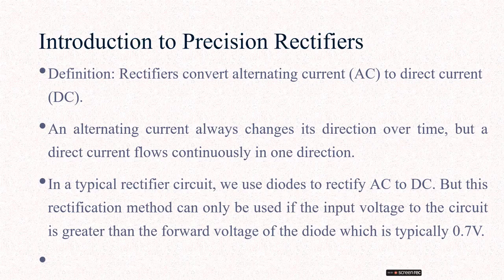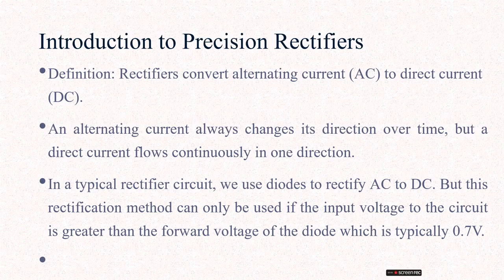A rectifier is a circuit that converts AC to DC. In a rectifier circuit, the alternating current always changes its direction over time, but the direct current flows continuously in one direction. Typically in a rectifier circuit, we use diodes to rectify AC to DC, but this rectification method can only be used if the voltage to the circuit is greater than the forward voltage of the diode. So you understood that.